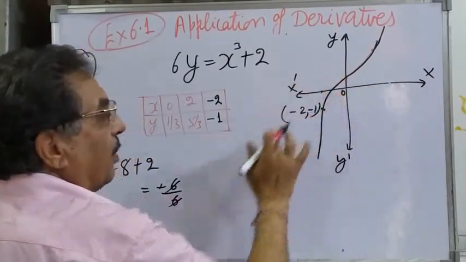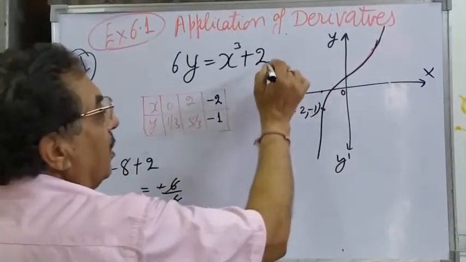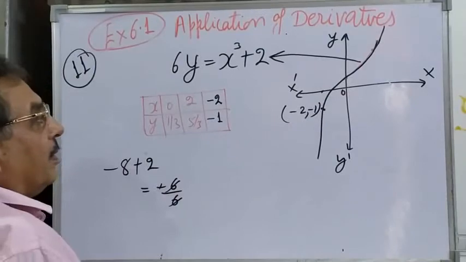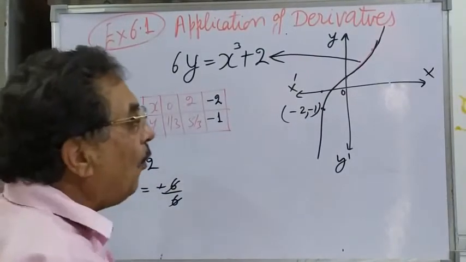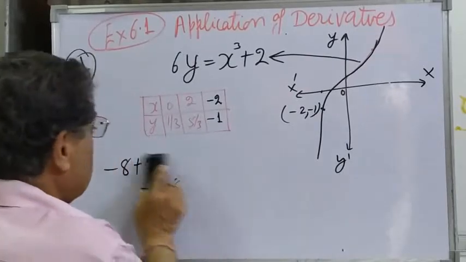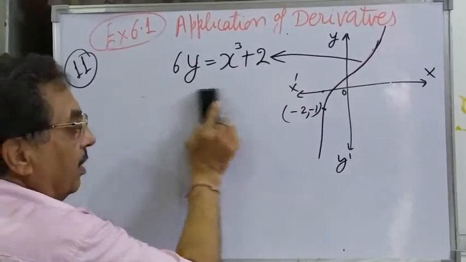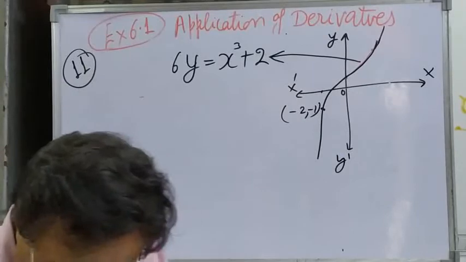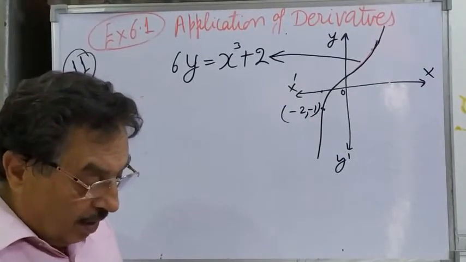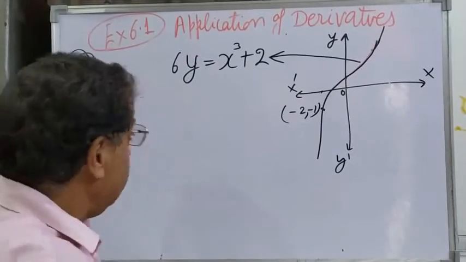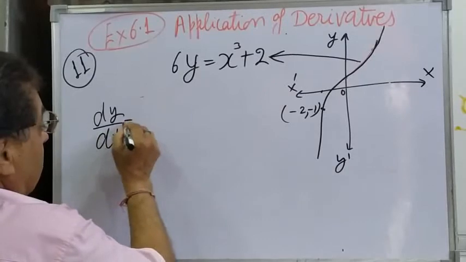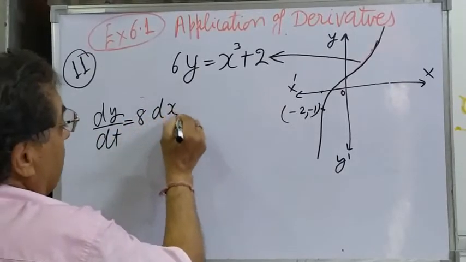After getting this graph of this function, if this is a function, this is a graph, that is 6y = x cube + 2. Now we are supposed to find those points where the y coordinate is changing 8 times. That is, dy by dt is equal to 8 times dx by dt.